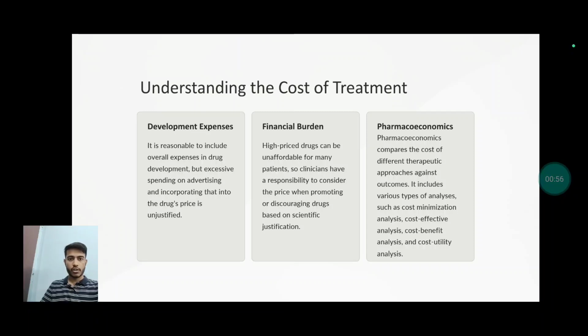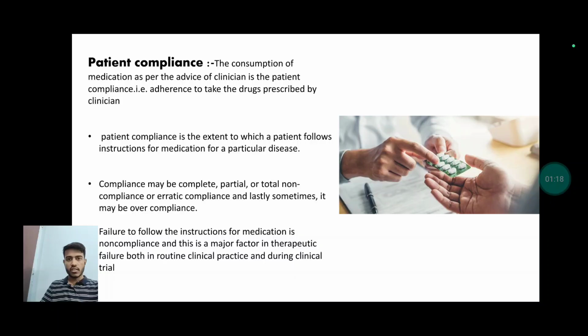And thirdly, pharmacoeconomics. The term pharmacoeconomics compares the cost of different therapeutic approaches against the outcomes of that particular drug. It includes various types of analysis such as cost minimization analysis, cost effective analysis, cost benefit analysis, and cost utility analysis. Now let's understand the term patient compliance.